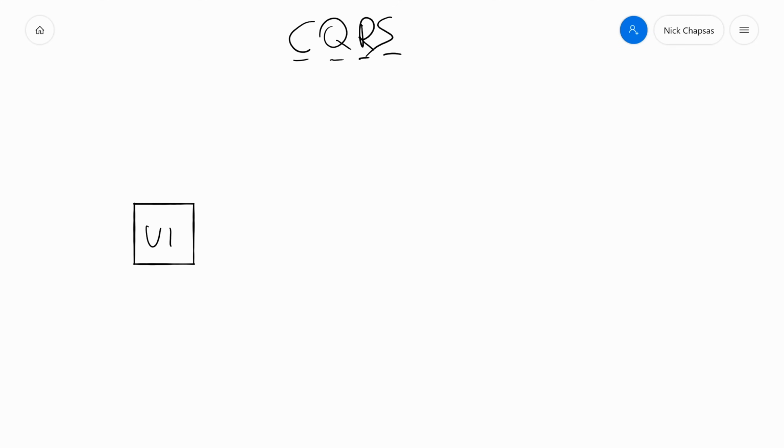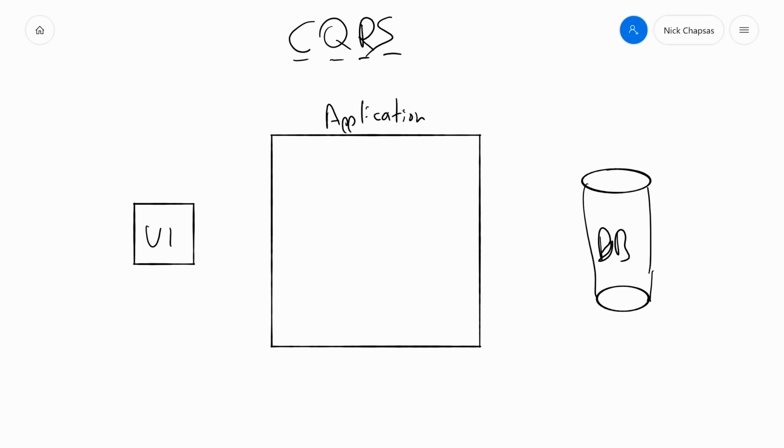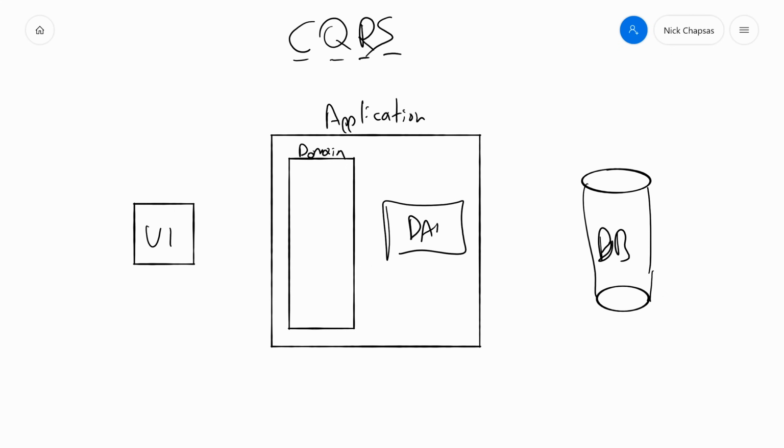Normally, you might have your UI here, and then you might have your application here, and then let's say you have a database here as well. So DB. And your application internally has your domain, and there is also a data access layer. And your UI talks to your application, potentially goes to the domain, and then the domain has some business logic, and eventually this business logic talks to the data access layer, which in return talks to the database to do all the magic in the database.